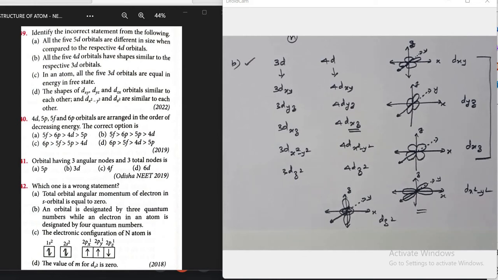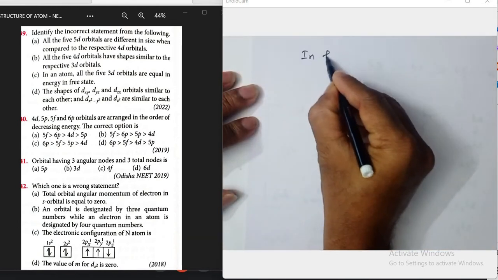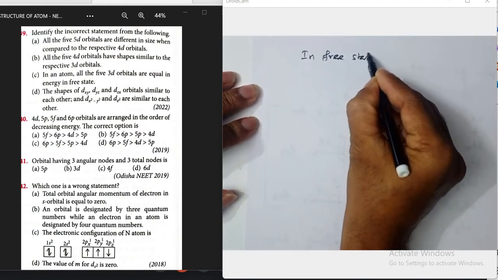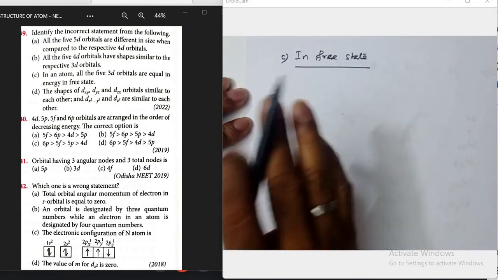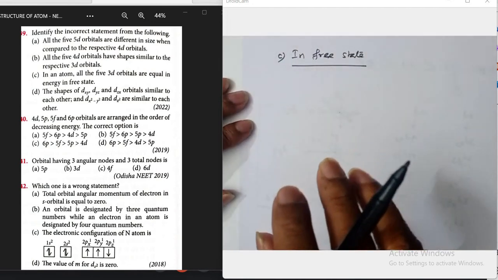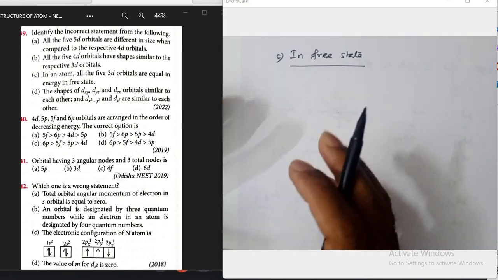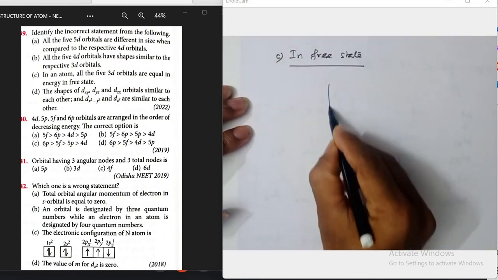Now let me go to option C. In option C, in an atom, all the 5 3d orbitals are equal in energy in free state. Observe this carefully. This is very important. In free state means the atom or the ion is not involved in any external influence. It is in the free environment. That's the meaning.